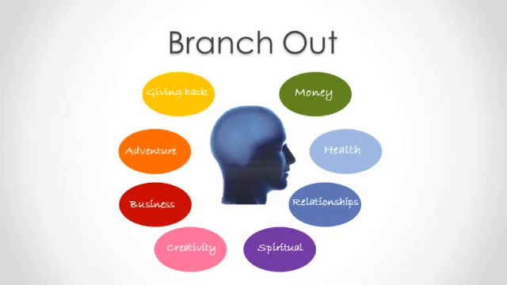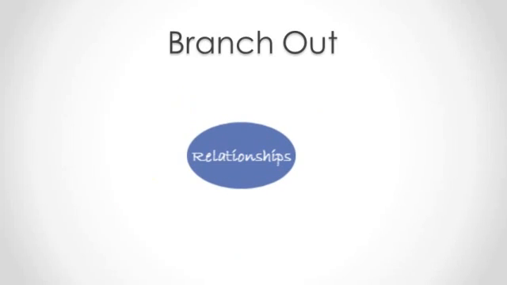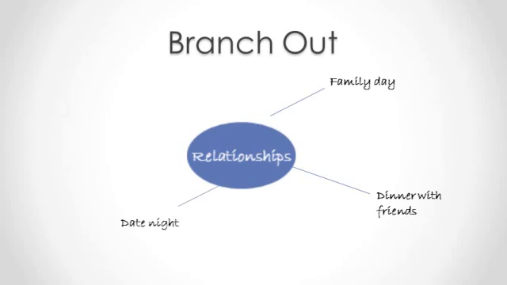Here's what I mean. Let's say one of your manifestation magnets is relationships. Here's how you might branch out. First, and remember this is on your separate piece of paper, you'd write the name of the manifestation magnet, which is relationships, and then you would write down all of the different fuel sources you can think of. So, in this example, some of the fuel sources may be things like family day, weekly dinner with friends, date night, expanding the social circle, and so on.